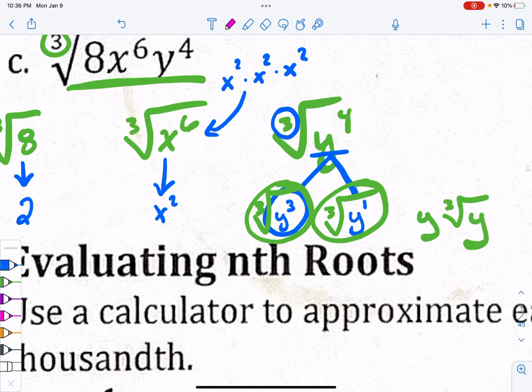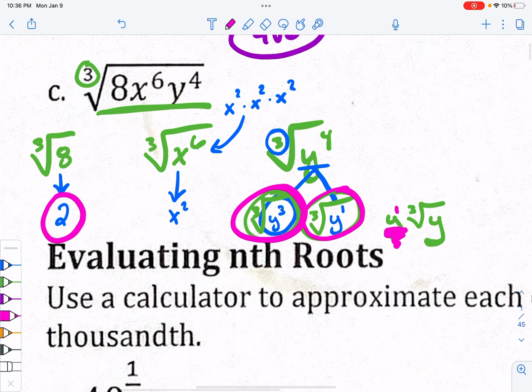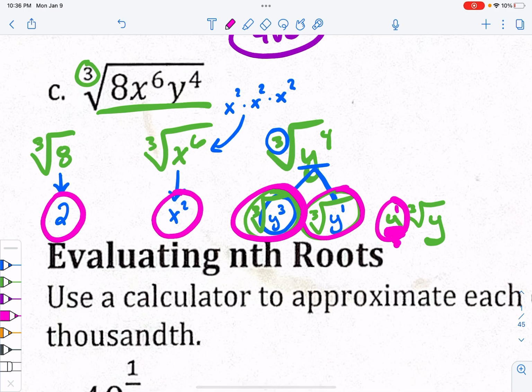So this one right here, I'm going to use a different color. The cubic root of y to the 3rd power just became y, or y to the 1st if you need a y to the 1st. And then this one did not come out nicely, okay? So now when we slam it all back together, I've got a 2 and an x squared and a y on the outside, so 2x squared y.